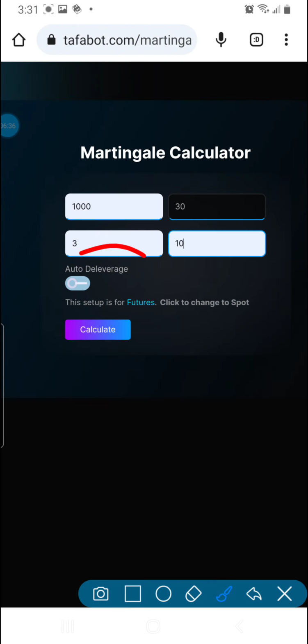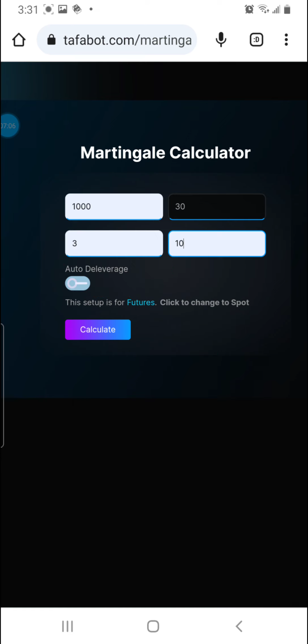Now this auto deleverage is to save you any form of loss. So auto deleverage is here. The system has already been set up. Tafabot has been able to set up a system that prevents any form of loss. So auto deleverage is here to help you in your calculation. You can decide to use it, you can decide not to use it, but I know that Tafabot wants to make sure you are safe at all costs, no matter how market conditions go.